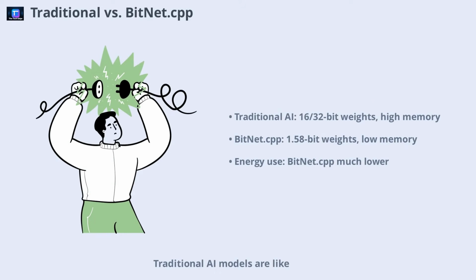Traditional AI models are like giant SUVs, powerful but heavy and resource-hungry. They use large numbers to store knowledge, which eats up memory and demands serious hardware. BitNet.cpp, on the other hand, is like a sleek electric scooter. It uses 1-bit quantization to keep things light and fast. The optimized kernels act as the scooter's motor, zipping through calculations without wasting energy. This means you get high performance without the high costs.